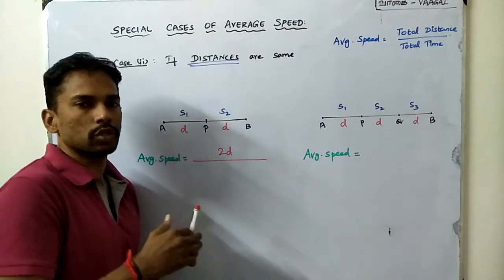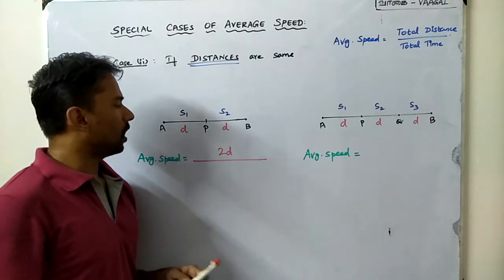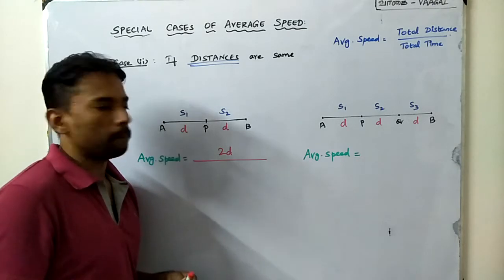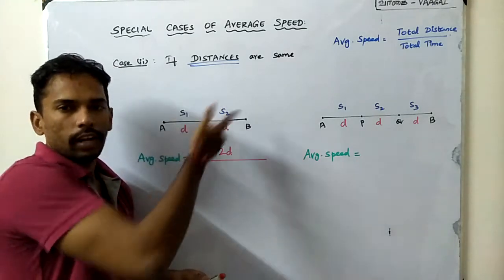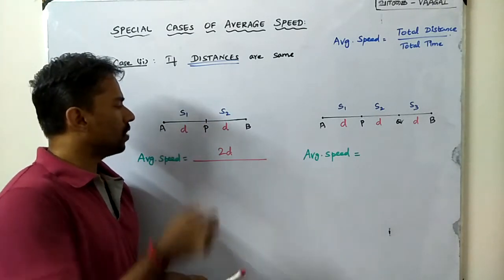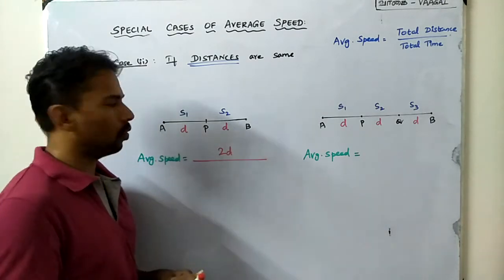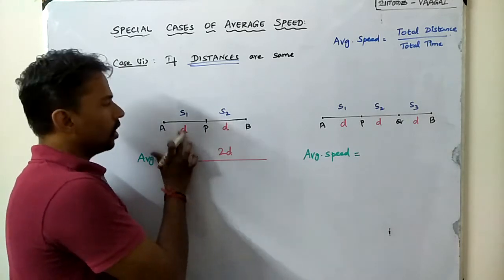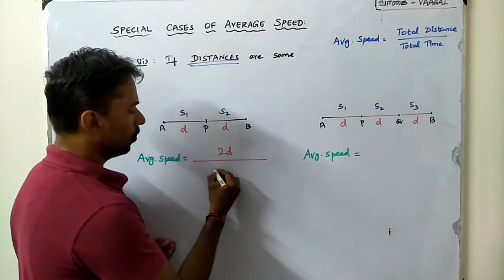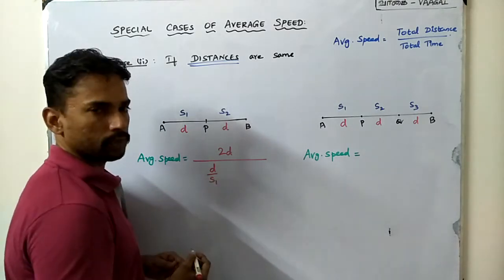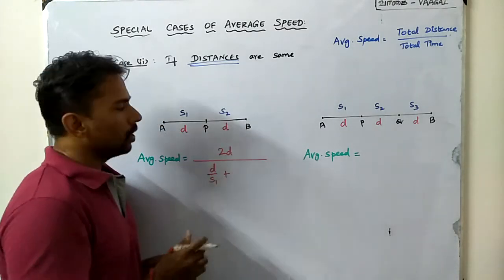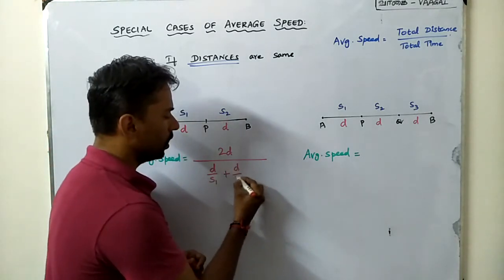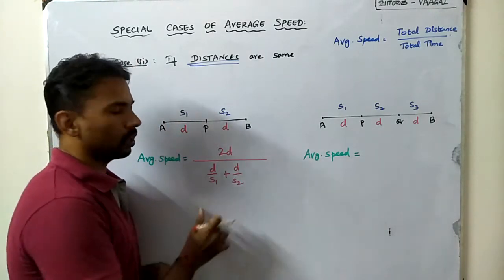See here, the time is not directly given, but instead we have distance and speed. When we have distance and speed, how can we calculate time? Time will be equal to distance divided by speed, right? So we can individually calculate the time taken. For A to P, the distance is D and the speed is S1, so the time taken will be D divided by S1. Plus the second part, where the distance is D and the speed is S2, so the time taken will be D divided by S2. So this is the total time taken.